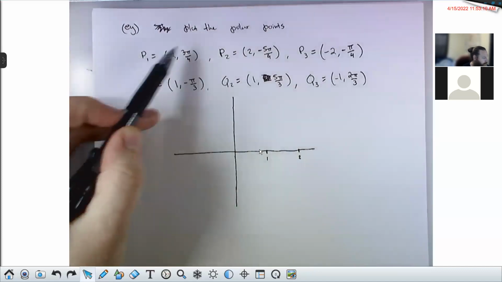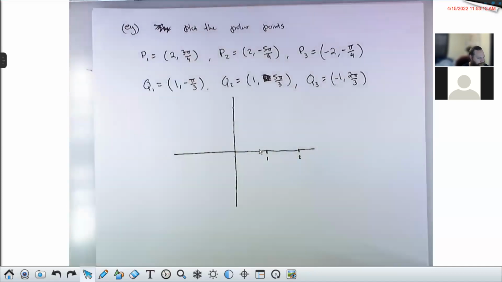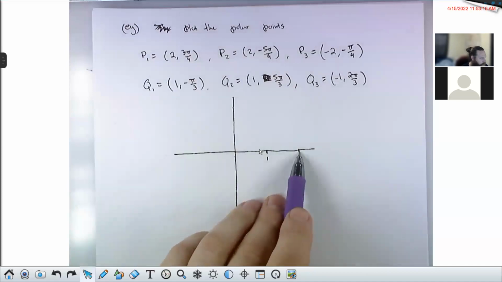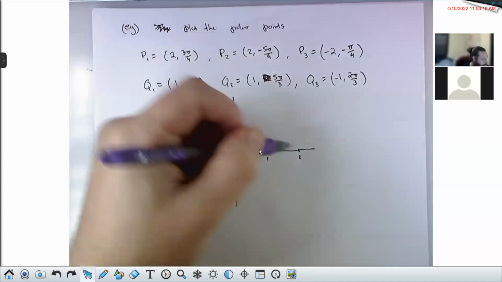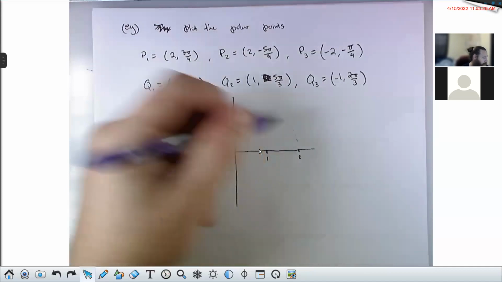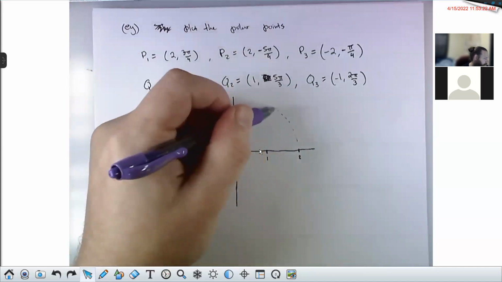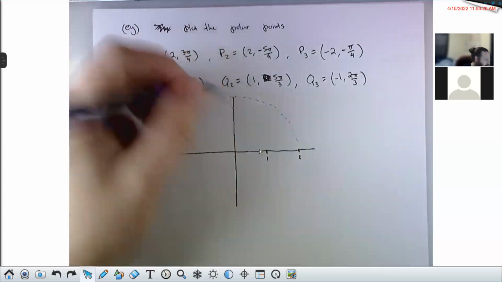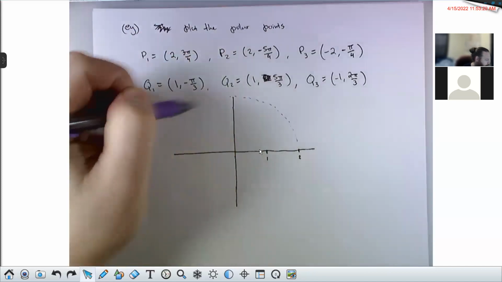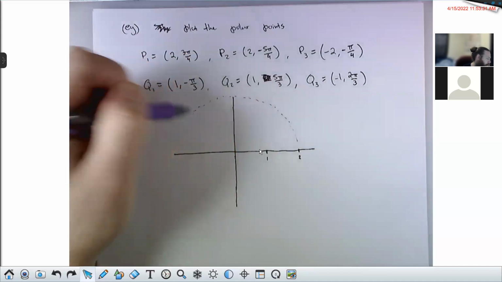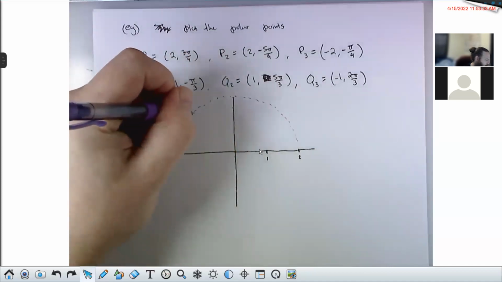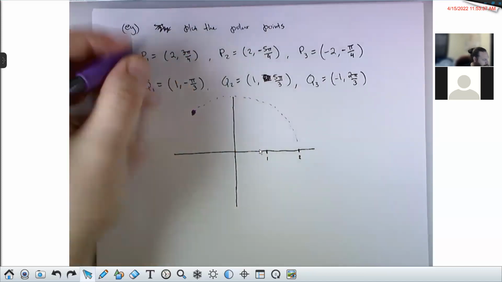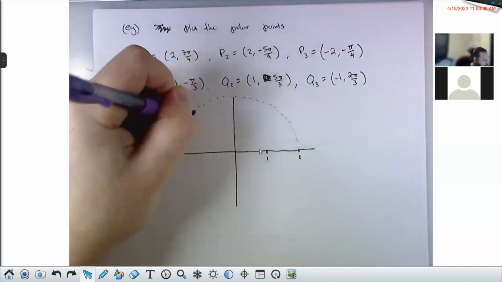Okay, I'll call this 1, and I'll call this 2 along my polar axis. I want to get to 2 comma 3 pi over 4. So I start by walking out 1, 2, and then I need to rotate around 3 pi over 4. Where's 3 pi over 4? Well, this is 1 pi over 4, 2 pi over 4, 3 pi over 4. So there it is. There's the polar point P1.